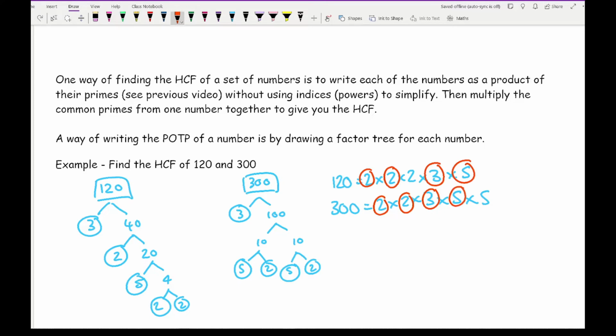Then if I take one line, so let's just ignore 300, so let me just put a little line through there. And if I take the circled numbers from one of the lines, then that means that the HCF is going to be 2 times 2 times 3 times 5, and that's going to be 4 times 15, which is 60. So the highest common factor of 120 and 300 is 60.